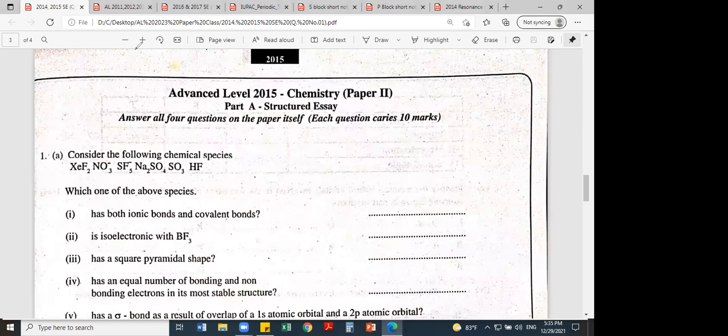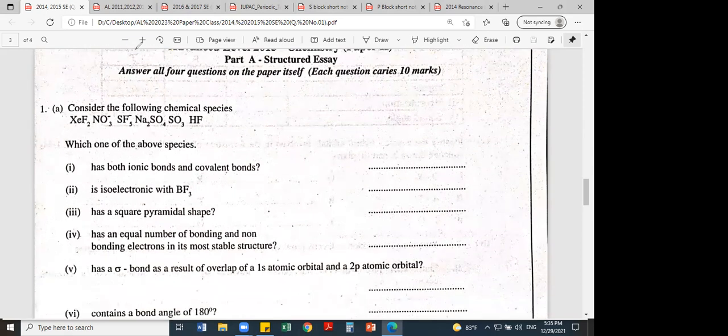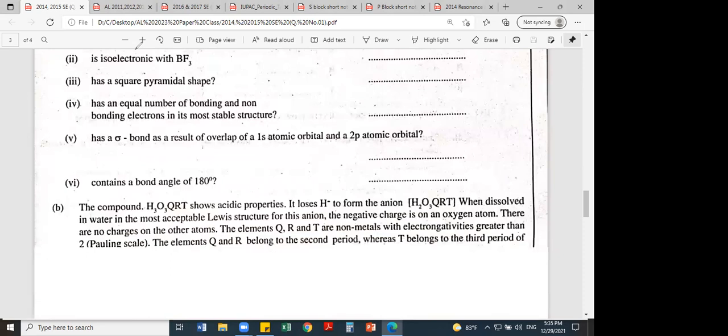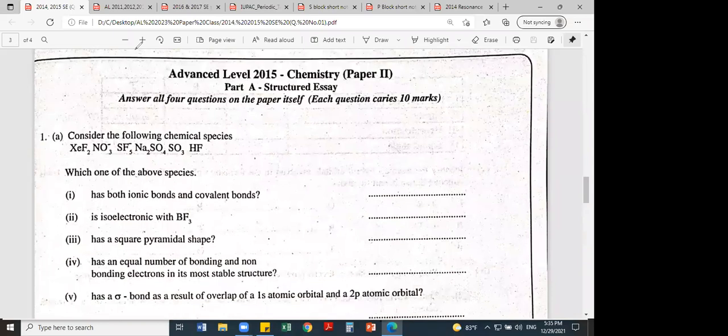2015 paper. I've done part 1. Have you all done part 1 also, or shall I start from part A? Have you done part A or shall I discuss? Please raise your hand if you have done part A. You're done? Okay, then we'll discuss. Because most of them are from general chemistry, we can discuss that question.